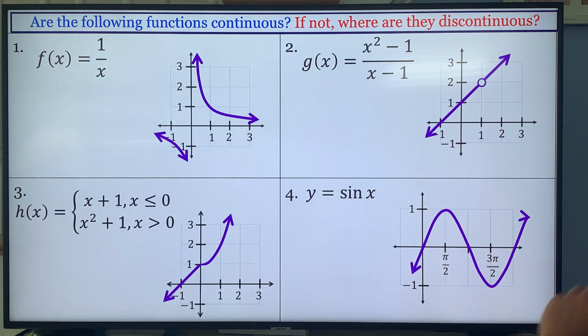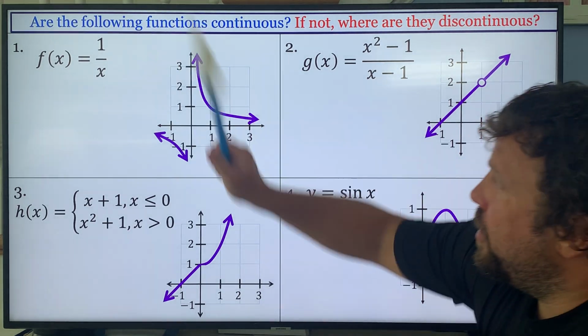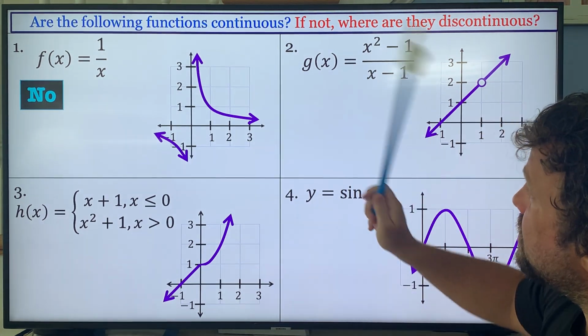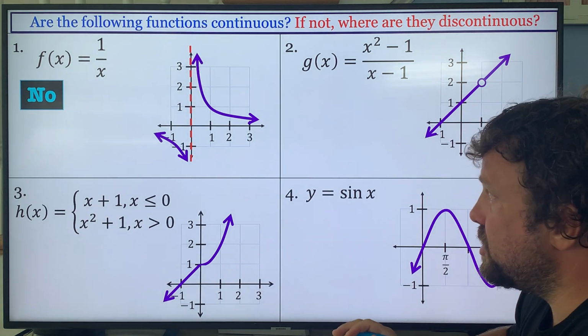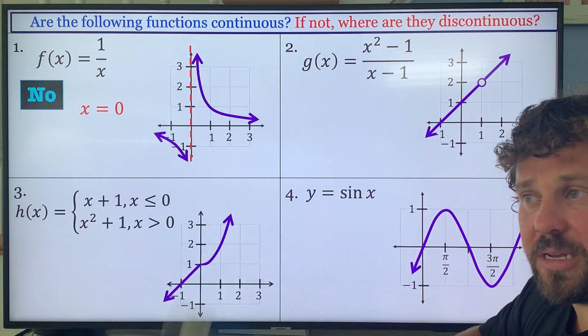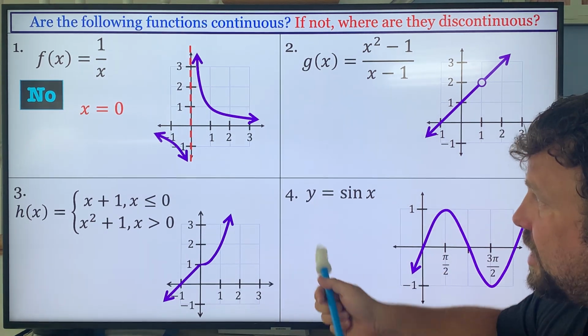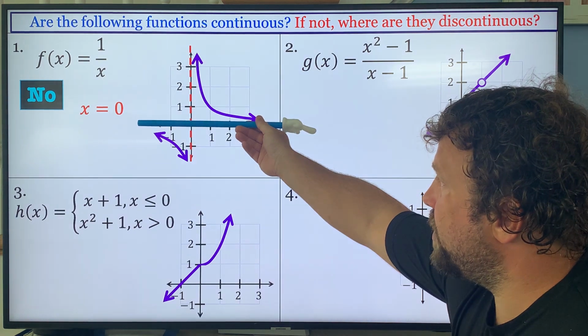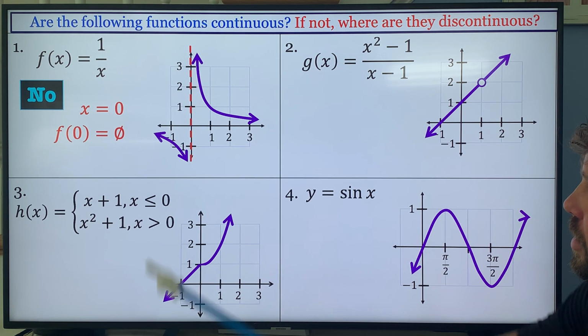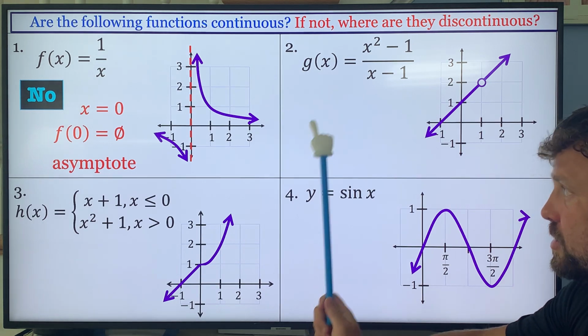That's pretty easy, right? So really quick, 1, 2, 3, and 4. Are they continuous? If not, where are they discontinuous? Ready? Look at the graph. Not continuous. Where is it discontinuous? Well, we're about right here. That's an asymptote, and that asymptote is at x equals 0. You always talk about discontinuity or continuity regarding the x-axis, the horizontal. Let's look at this one. Is this continuous? No, it's not continuous as well. And f of 0 is undefined because of the asymptote.